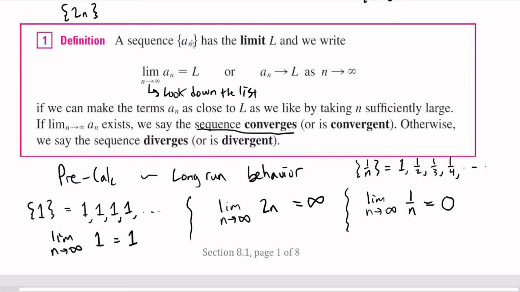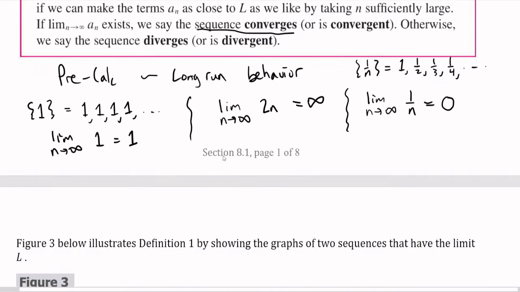So, all right, we've got a sequence, a list of numbers. We can talk about what happens as we go down the list. Does it converge? Does it diverge?